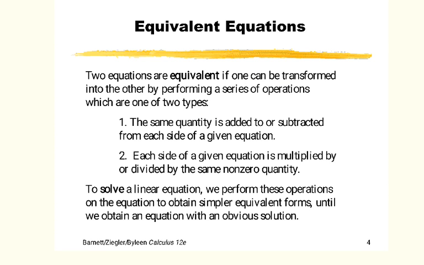Equivalent equations. Two equations are equivalent if one can be transformed into the other by performing a series of operations which are one of two types. 1. The same quantity is added to or subtracted from each side of a given equation. Or 2, each side of a given equation is multiplied by or divided by the same non-zero quantity. So basically we have an equivalent equation if we add or subtract the same number from each side of the equation, or if we multiply by or divide by the same number on each side of the equation.